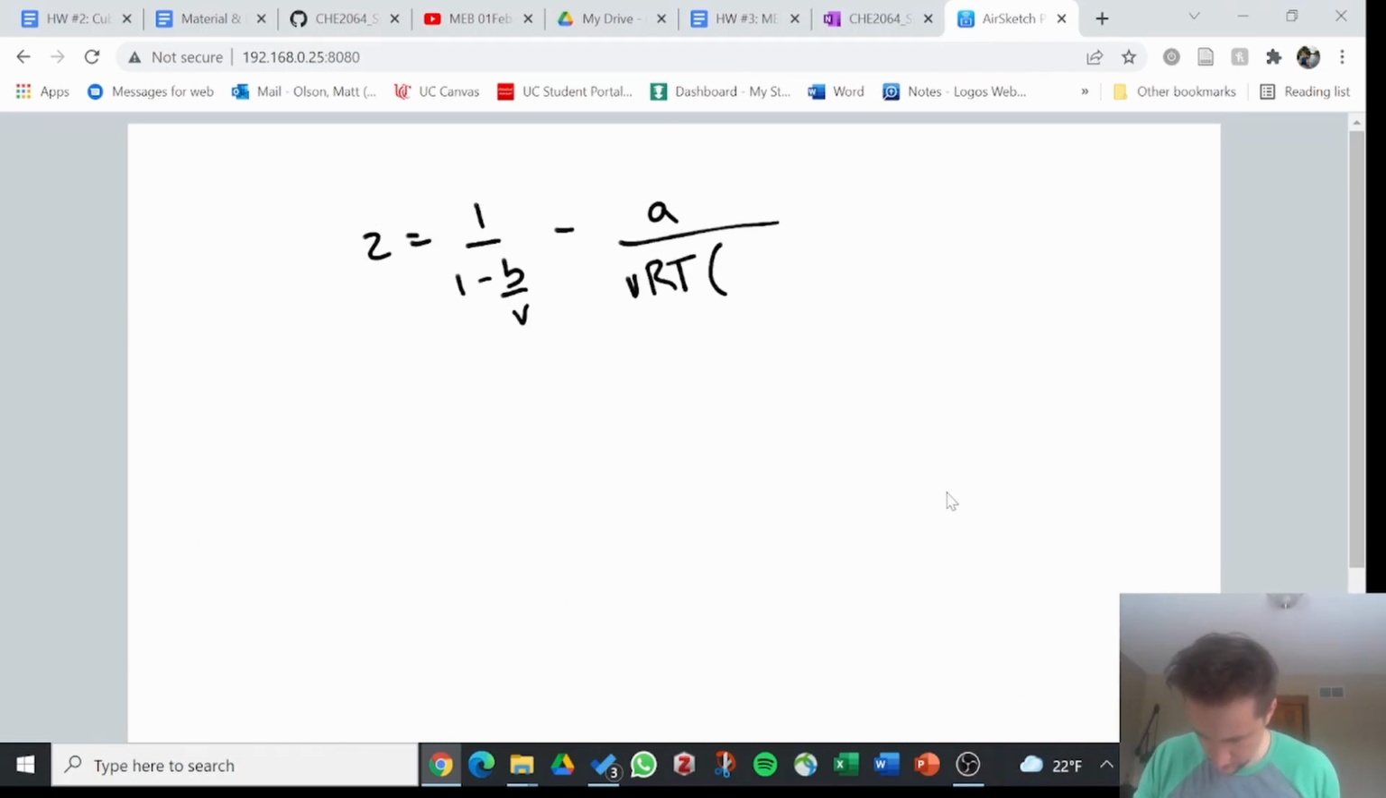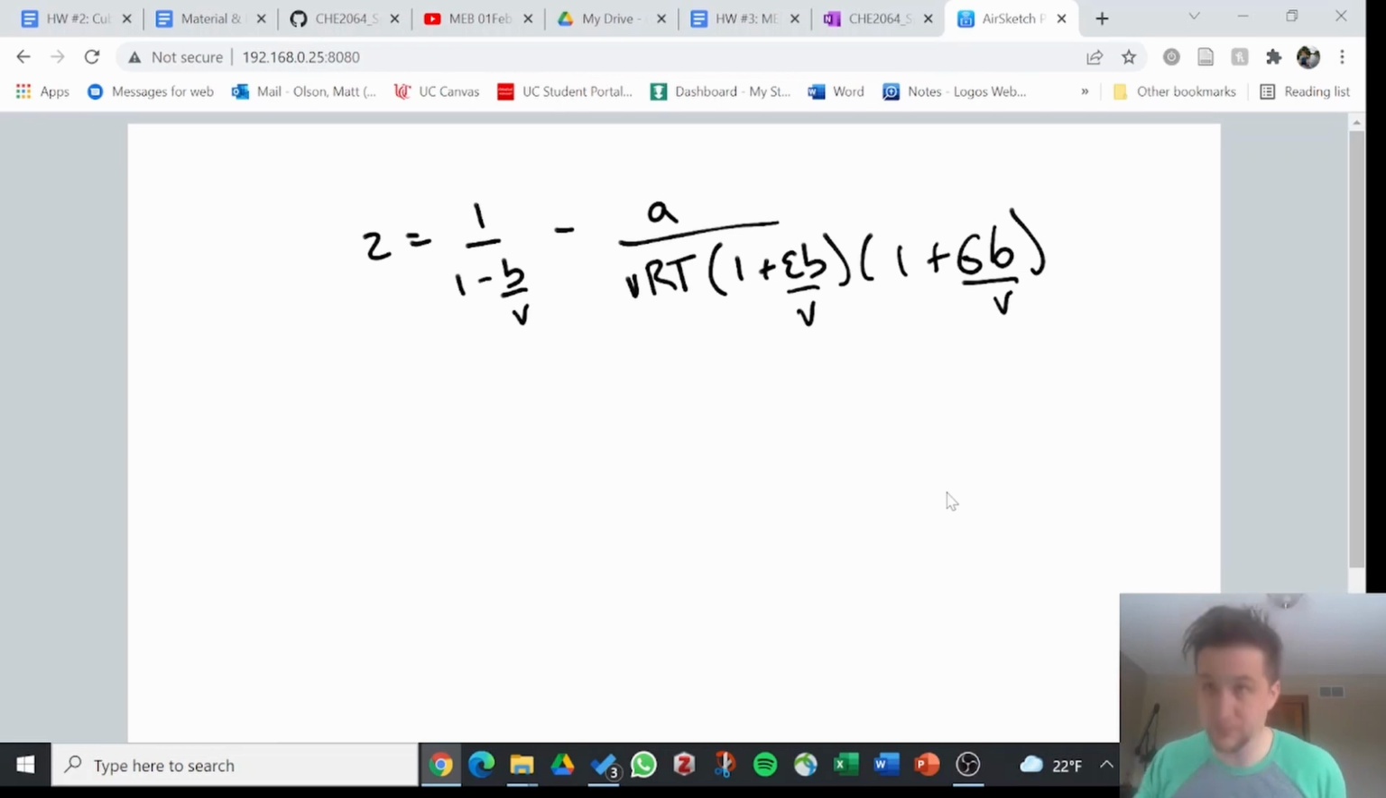Okay, here we go. So now we're going to have 1 plus epsilon B over V, 1 plus sigma. It's a bad sigma there, but sigma nonetheless, it's not a 6. And then, so now we have still a bunch of V's sitting in our denominator. So let's go ahead and use substitution to simplify this further.